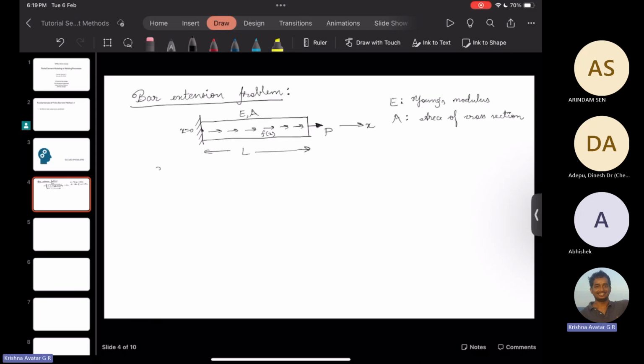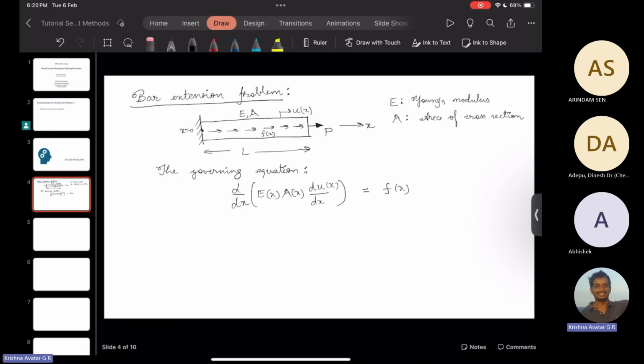The governing equation for a general bar extension problem is d by dx of EA du by dx equals f. Here, E and A can also be functions of x, and u indicates the displacement at every point x. This f is f of x, our distributed load.